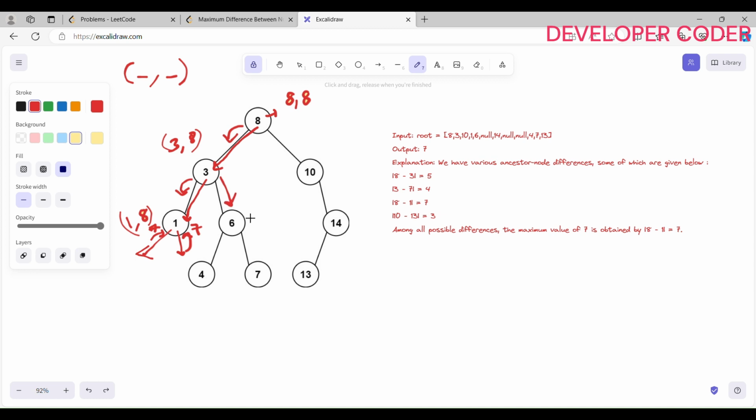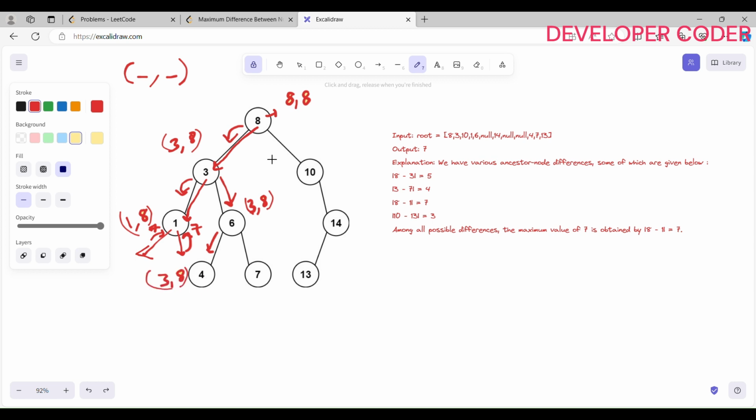When we go to the right of 3, for this node the minimum is 3, so 3 is minimum and 8 is maximum. There is no difference in min and max because it's 6. Then we go to this left side. Here also there is no difference, 3 comma 8.